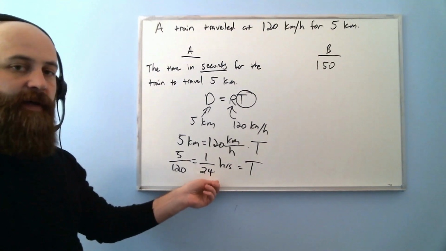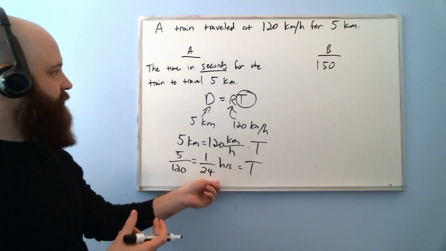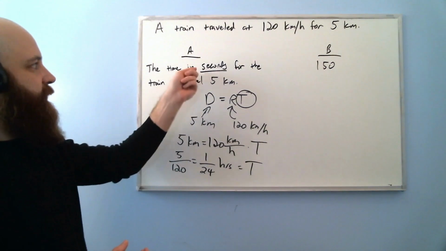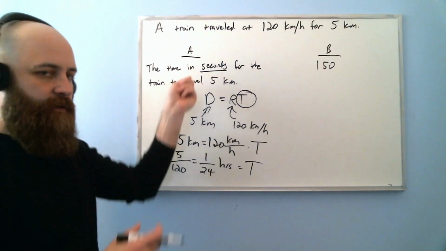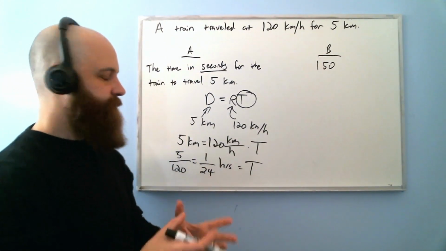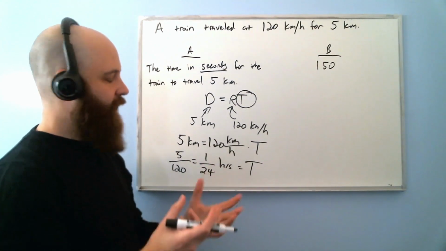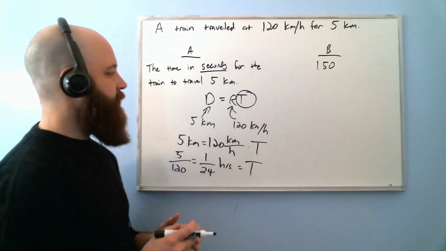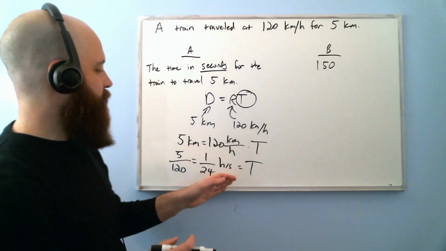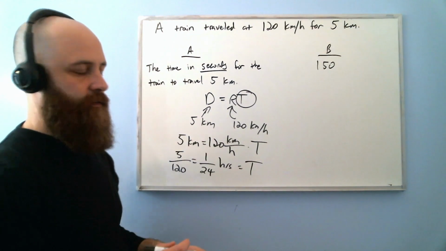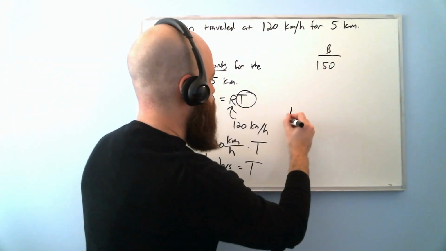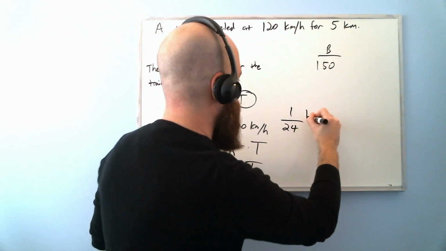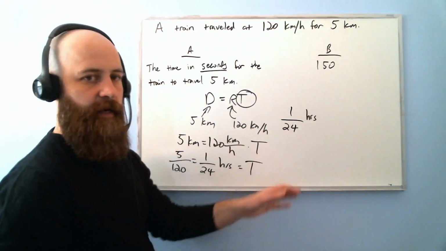If I'm rushing, I might say B is bigger than 1 over 24. But notice they asked for the time in seconds. So units is something you always want to be aware of. Any question, if it comes up, you want to spot it, but specifically on these rate questions, it can often be an important factor. So I want to convert hours to seconds. Let's go about that in a methodical way. I know I have 1 over 24 hours. Now I want to get seconds, right?